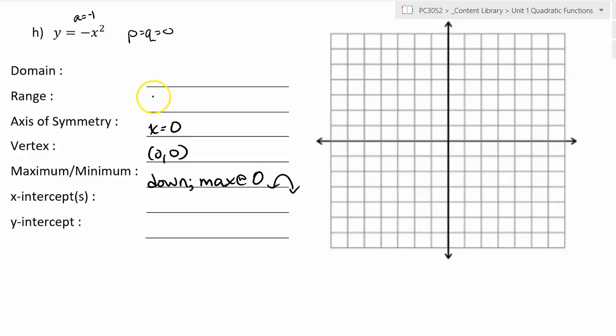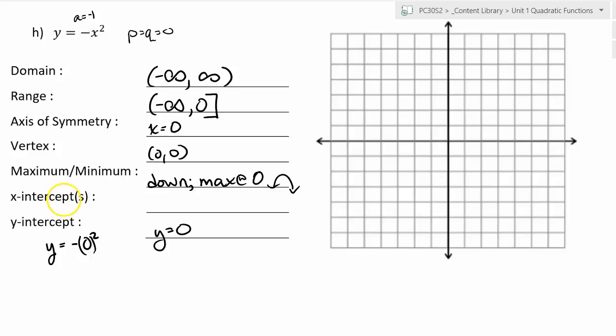So my range, instead of starting at 0 and going upward, it's going to go all the way to negative infinity. It's going to have a lid on it at 0. My domain still can be anything. There's still nothing that I'm not allowed to put into my equation. My y-intercept, if I plug it into my equation, negative 0 squared is still going to be 0. So that part's nice. But then we've got our x-intercept, and we'll see that on the graph as well. But we might already have a guess based on the lack of shifting around.